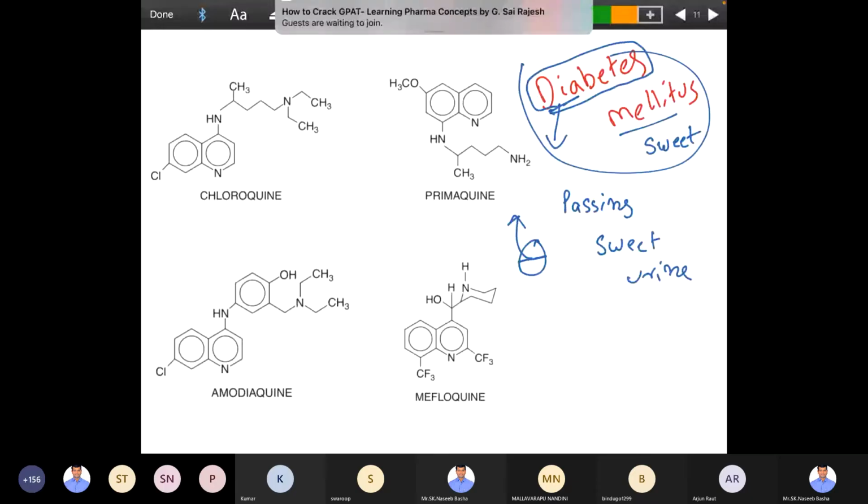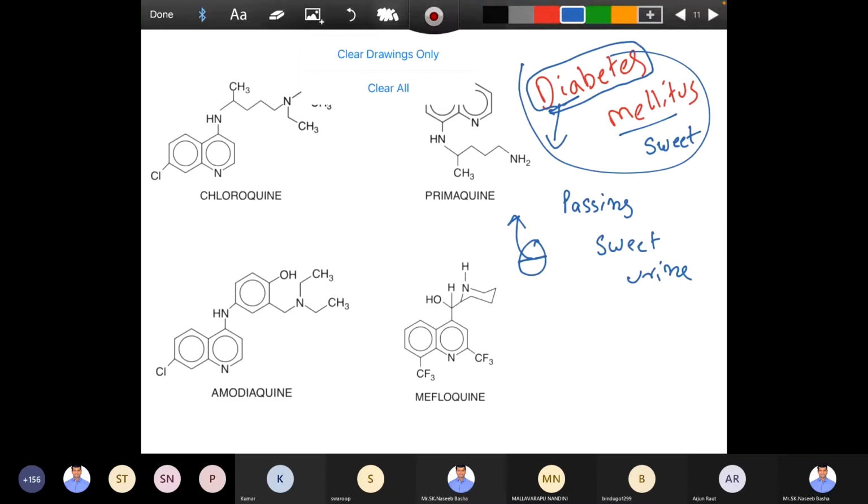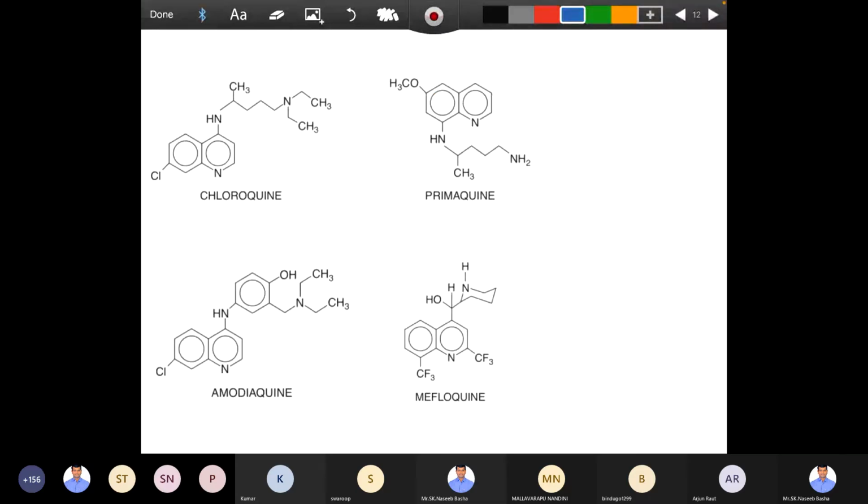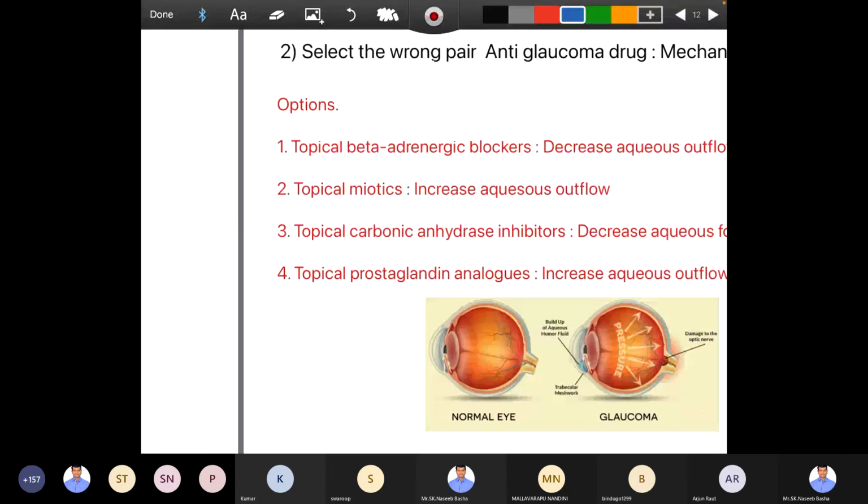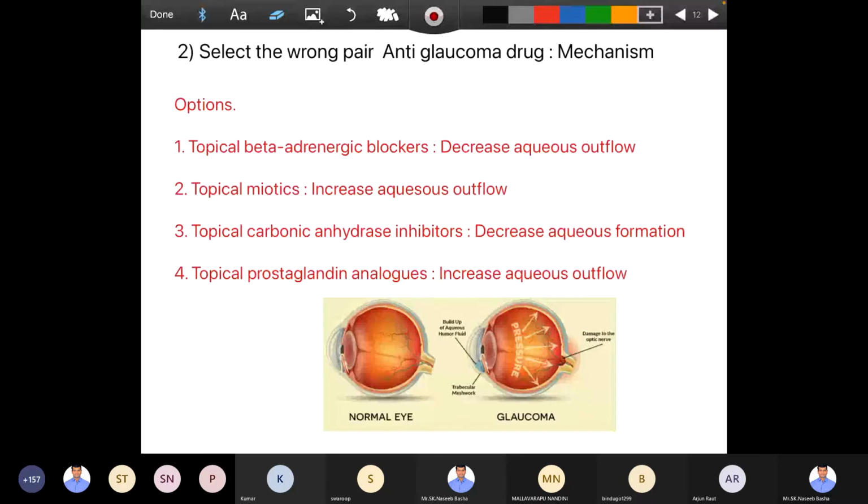So students, whenever you learn about these words, pay attention to the words. Half of the job is done. The best example is all these drugs. We have seen how we can answer without knowing the structures. Let me give you one more example. Now look at this one. Again, pay attention. See, there is a pair, and the pair contains an anti-glaucoma drug and its mechanism, and out of them you need to find out which one is the wrong pair.